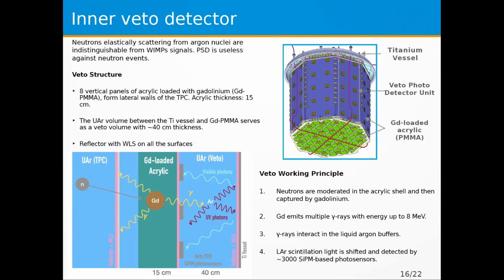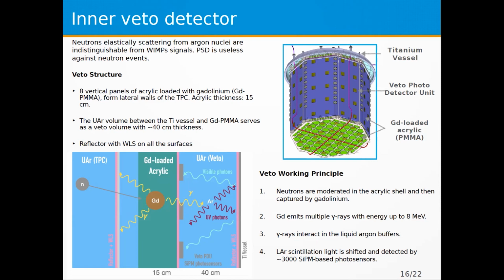So there are gadolinium-loaded acrylic walls that are covering the TPC, and then there is a layer of underground argon veto, which is the place where the actual veto of neutrons takes place. Well, it works like this. When we have neutrons coming into the TPC, they are moderated and captured by the gadolinium-loaded acrylic shield, by the gadolinium. So the gadolinium then emits gamma rays up to 8 mega electron volts.